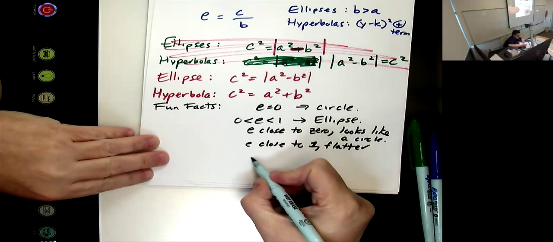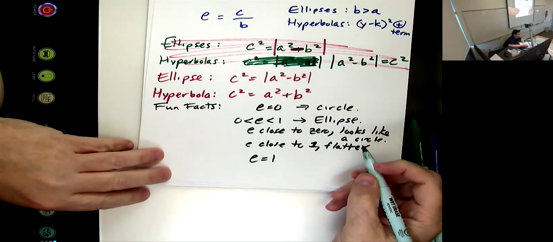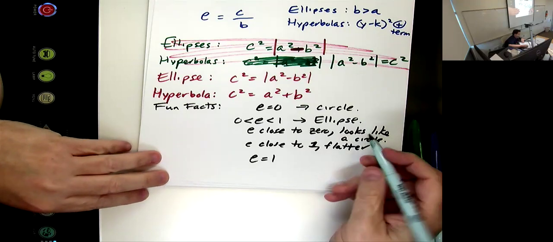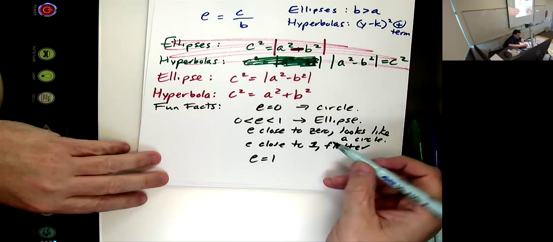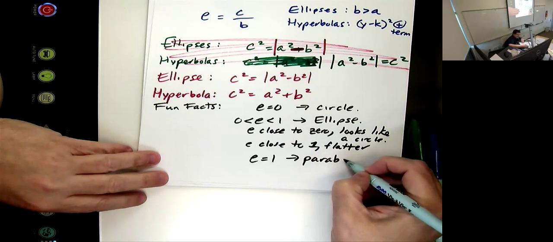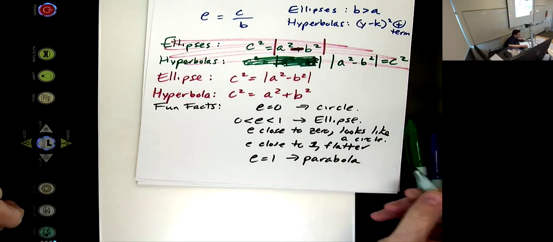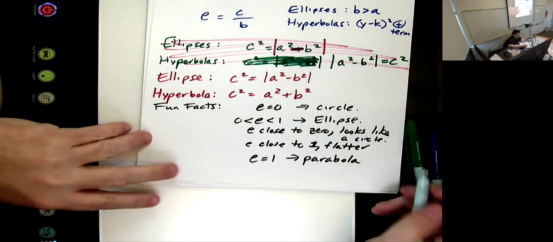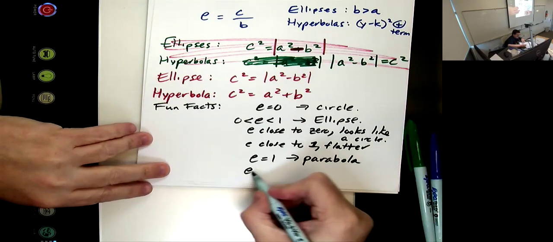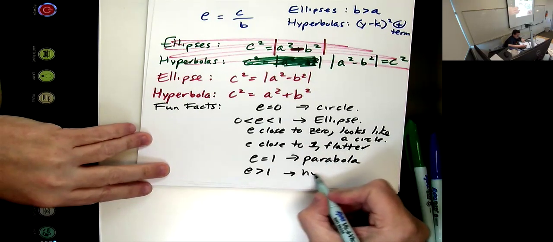When E equals 1, I don't know how you're going to find this on a parabola, but when E equals 1, it's a parabola. So they kind of define that to be the parabola. I don't know where they're getting C. I have to look that up. And if E is greater than 1, we have a hyperbola.